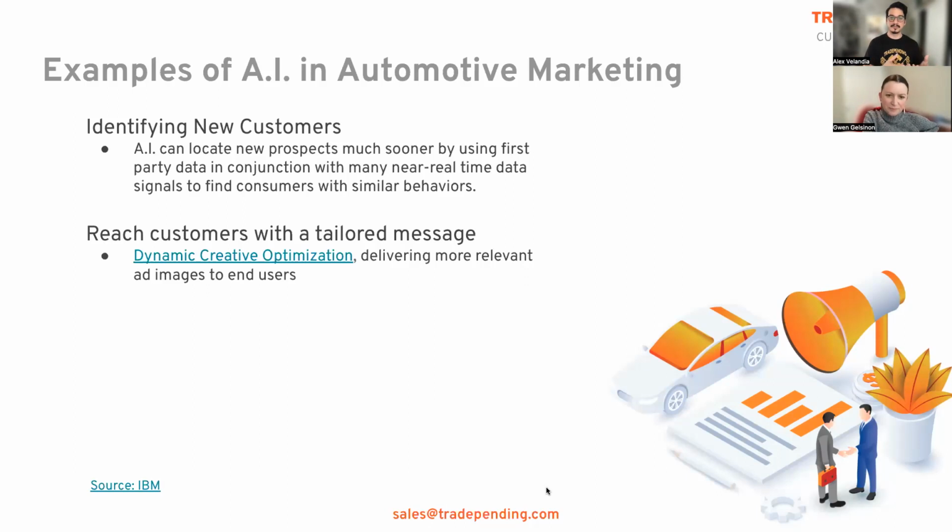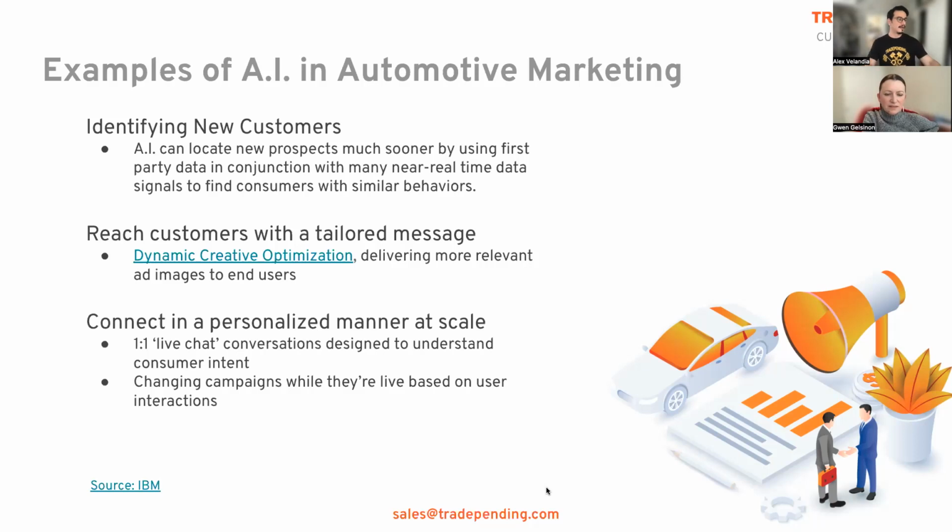If they have a customer profile that says this person likes a certain vehicle, and you have an ad with that vehicle in it, it's going to go ahead and drive that to them. So it'll help them convert at a higher rate. Nice. And then connecting in a personalized manner. This is that chatbot thing we were just talking about a little bit earlier.